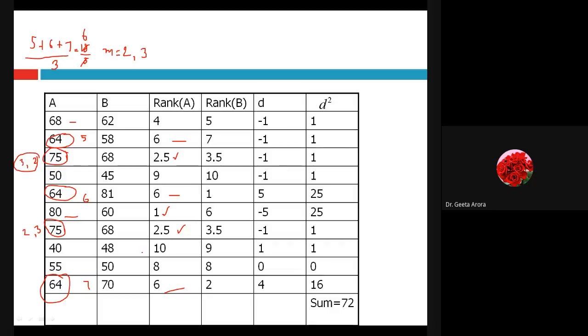So next should be 8th, 9th and then 10th. Correct? So this is the way to rank them whenever we have a tie.